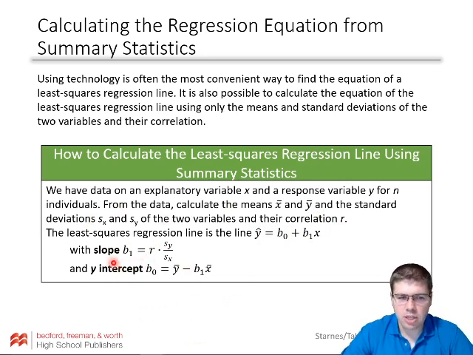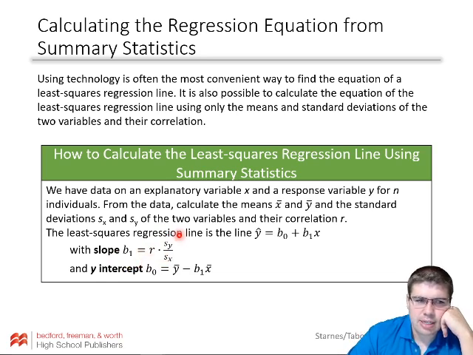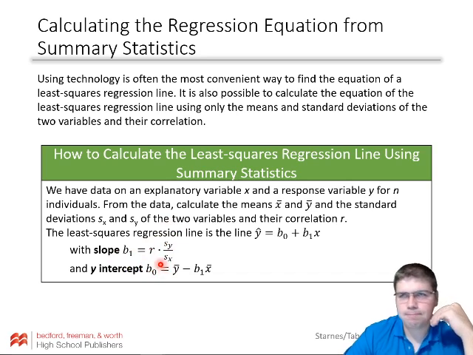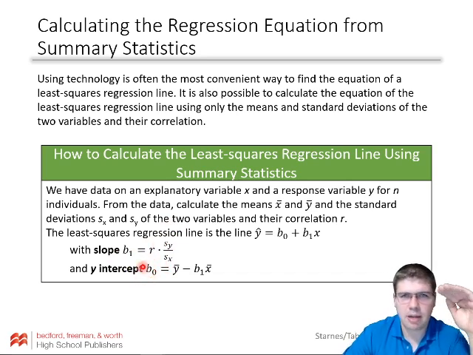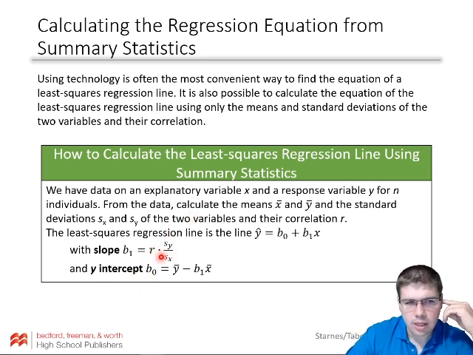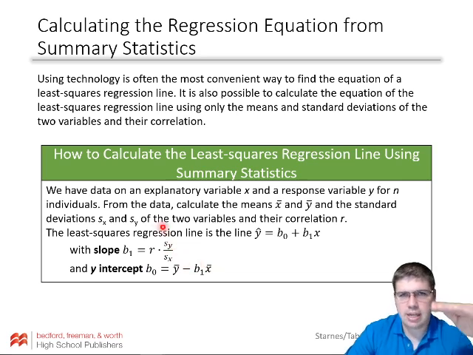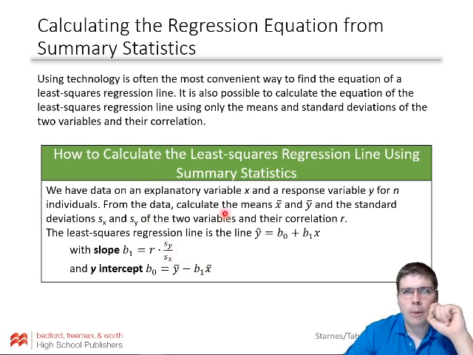So the slope, b1, is the correlation times the standard deviation in y over the standard deviation in x. Think of slope again as rise over run, the change in y over change in x. Well, that should kind of make sense. The standard deviation of y over the standard deviation of x is kind of a typical distance in y over a typical distance in x. However, we multiply it by correlation, and there are a few reasons.